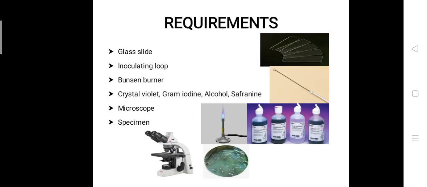Let us see the requirements. What are the requirements we need before we proceed to the procedure of gram stain? You need a glass slide, a sterile inoculating loop, a Bunsen burner, crystal violet, gram iodine, alcohol, safranin, a microscope, and of course the specimen. For the specimen, you can take directly from the culture with growth, from the sample directly, or from the broth culture with growth.